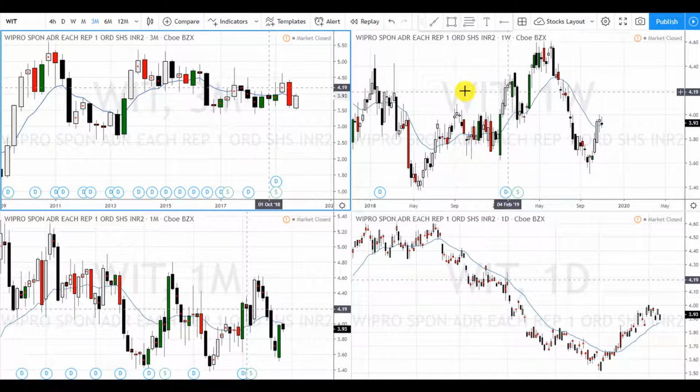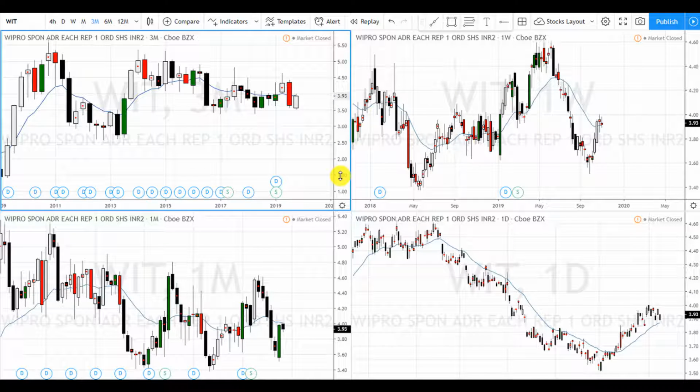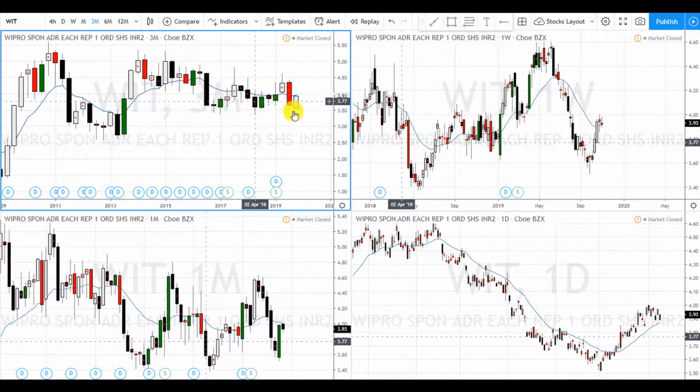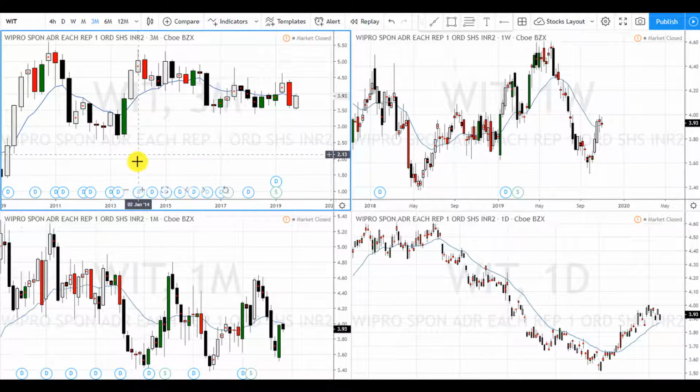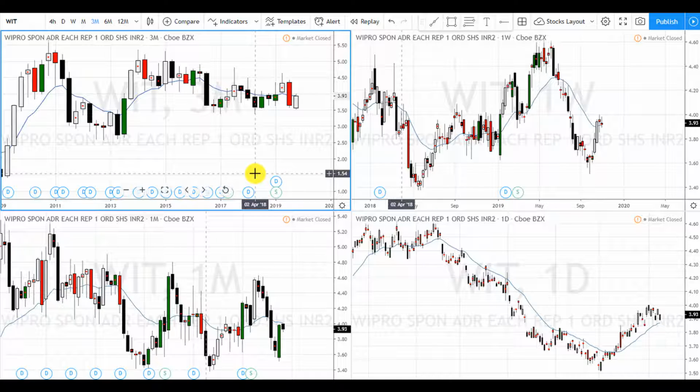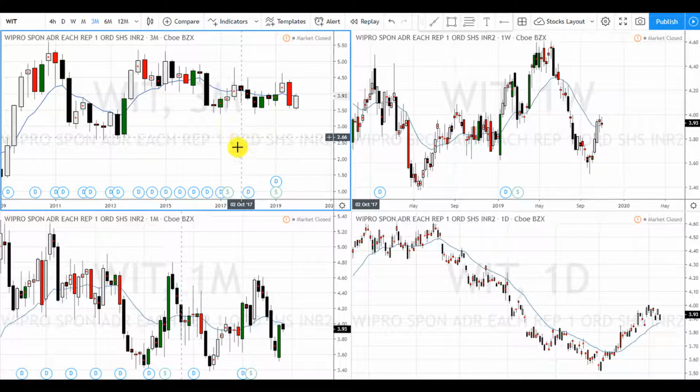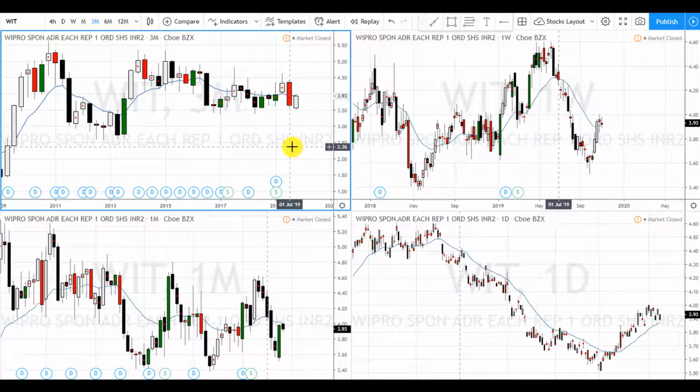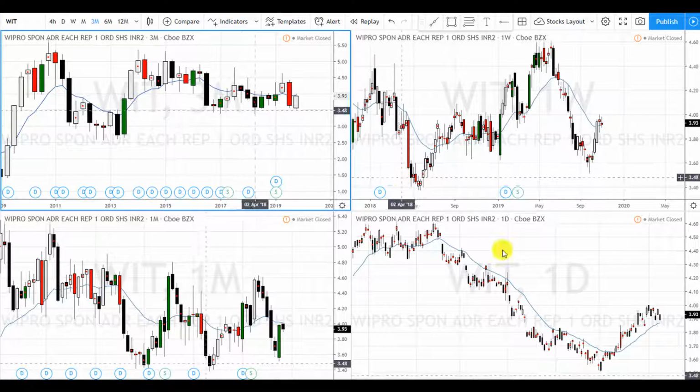Okay, let's take a look at stock ticker symbol WIT, WIPRO, SPON. I don't know what this is, but apparently it's a stock that you see on the chart here. It says D for dividend and S for... I don't know what S is. If you know what it is, please comment below what it is. I appreciate it. Okay, let's take a look at our top time frame, the 3-month time frame.